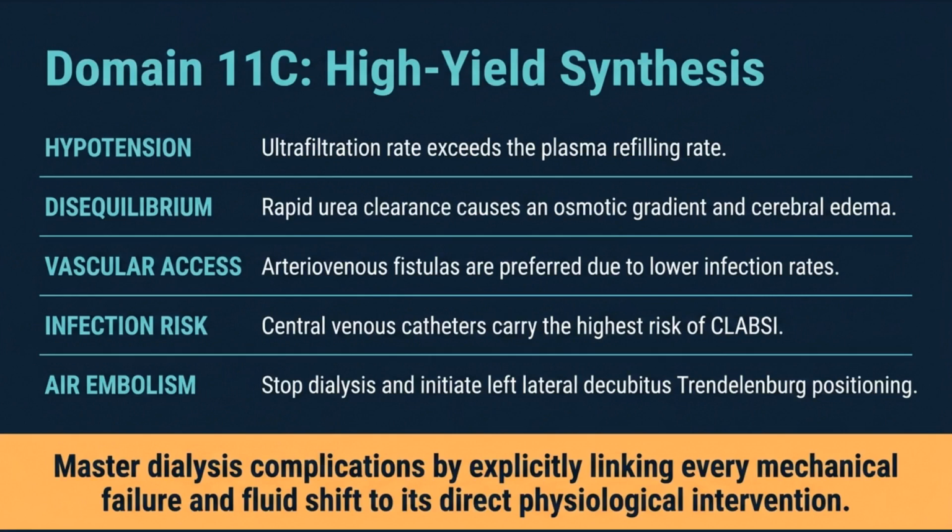3. Arteriovenous fistulas are the preferred permanent vascular access due to lower infection rates. 4. Central venous catheters have a significantly higher risk of central line-associated bloodstream infections. 5. Air embolism requires stopping dialysis and placing the patient in the left lateral decubitus Trendelenburg position.